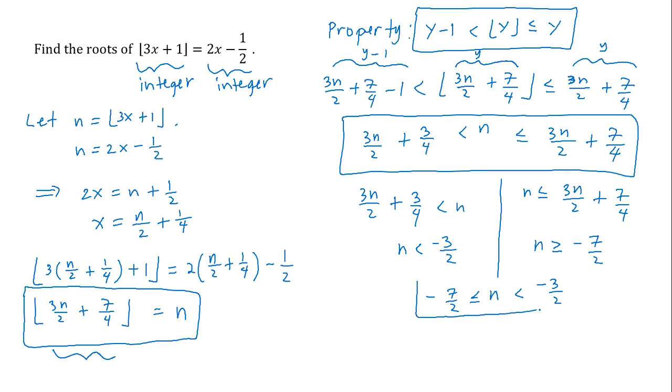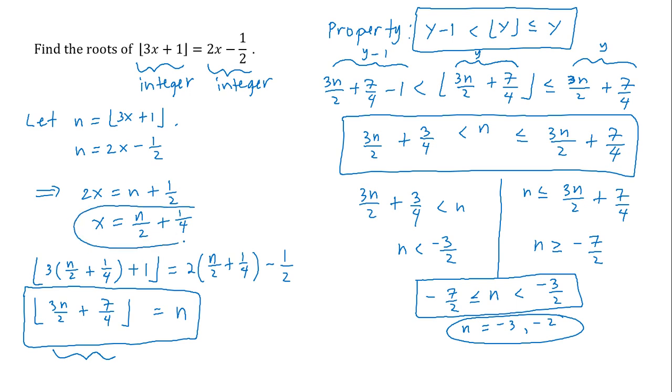Now let's use this inequality to identify the possible integer values for n. Clearly, n is equal to negative 3 or negative 2. So now we can use this to solve for x, because take note that x is equal to n over 2 plus 1/4. So let's solve for x.